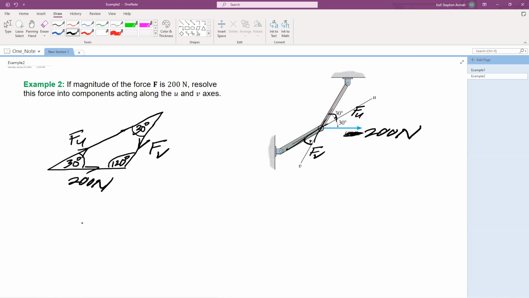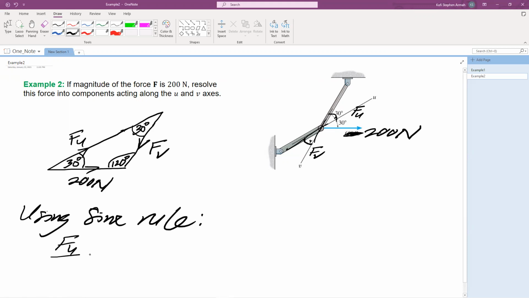So it's quite straightforward. You just use sine rule. We just use sine rule twice. Using sine rule, let me do FU. So FU over sine 120 degrees is equal to, the resultant is known, so you have to relate to the resultant, equal to 200 over sine 30.